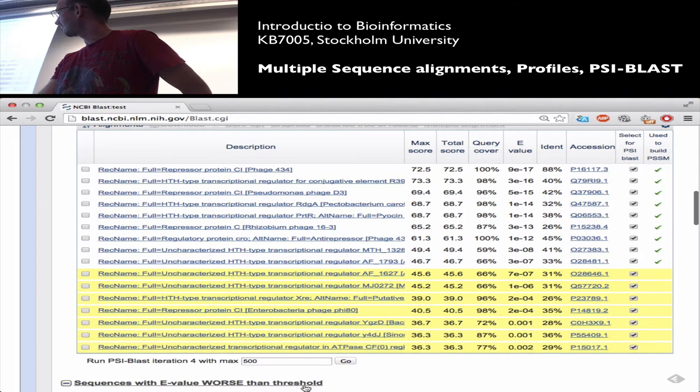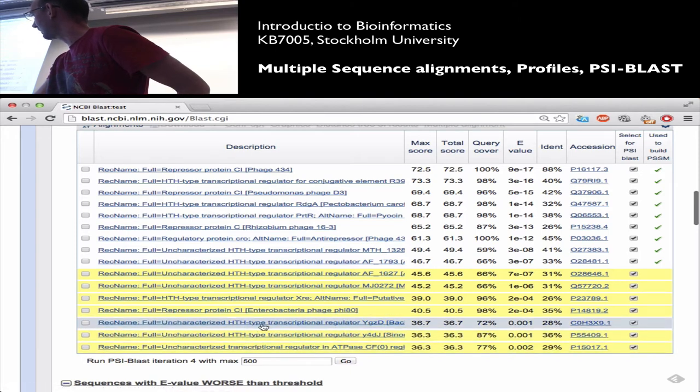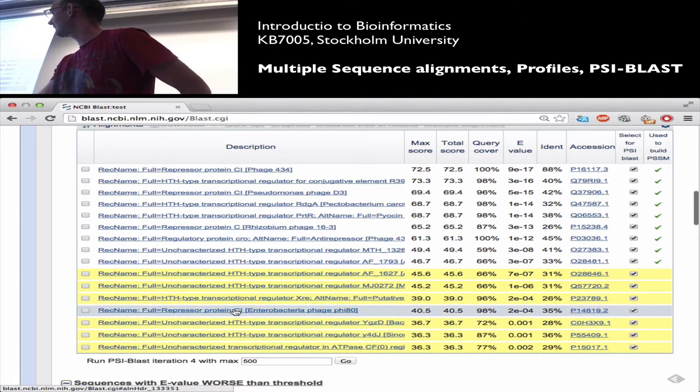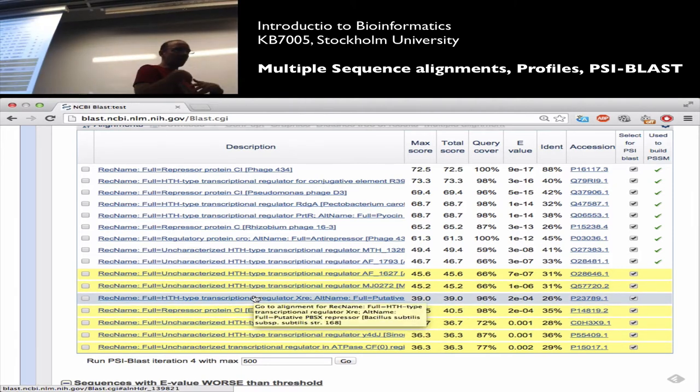But you see, I found things that are 1, 2, 3, 4, 5, 6, 7 more proteins, and they're all uncharacterized HDH type. They are, it's under the presence of C1 in some other bacteriophage. So you see that each iteration I find more and more. So also you can run this up to 10 iterations.